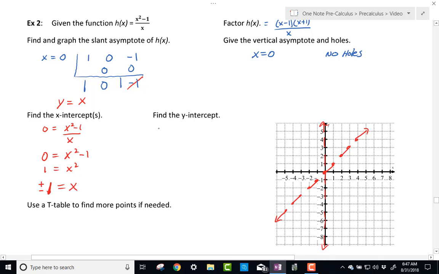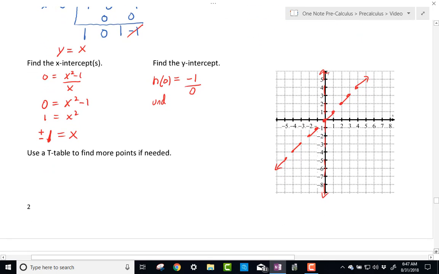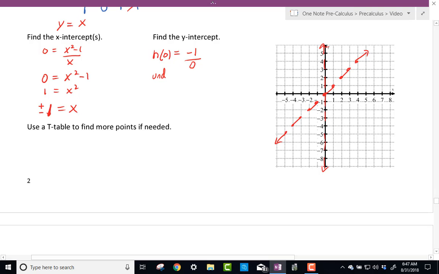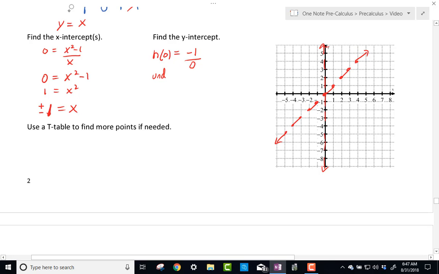And let's do the y-intercept while we're at it. We're going to do h of 0. Now again, I'm just going to use my function up top. 0 minus 1 is negative 1. But if I plug 0 into the bottom, I am now undefined. Well, let's think about this for a second. I have a vertical asymptote right on the y-axis, which means I can't touch that. I cannot ever touch the y-axis, so I shouldn't be able to find a y-intercept. All right, so let's graph our x-intercepts then.